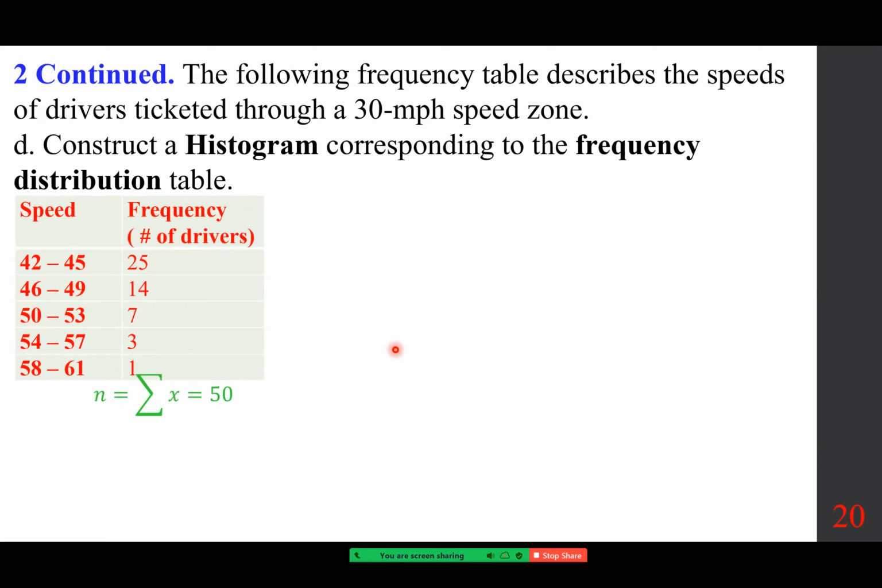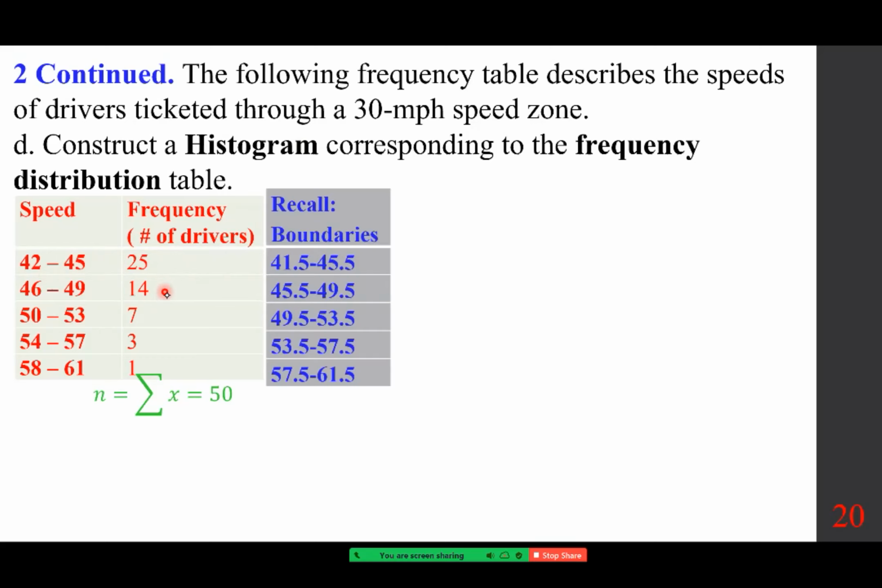And then what is your vertical axis? Depending on what the question is asking. If it's frequency distribution, you put the frequency. If it's percent frequency, you put the percent. So the vertical axis for the first group, 42 to 45, is 25. The next one is 14, and so on and so forth.